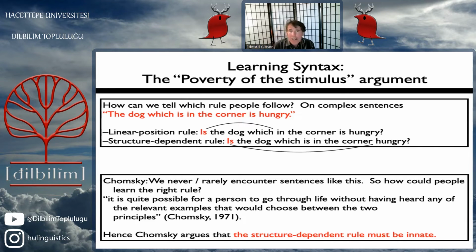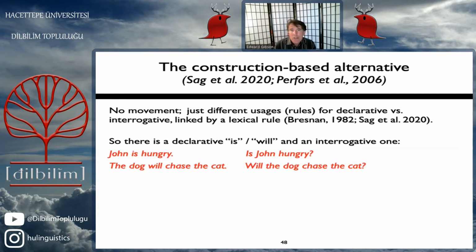The problem with the argument is that it relies on the idea that movement is part of the grammar. What if movement isn't part of the grammar? The alternative, which Bresnan and other people have argued for, is that there are just two ises, or two wills. Instead of moving will to the front, you have a lexical rule which says, I take the declarative one and I make an interrogative one out of will.